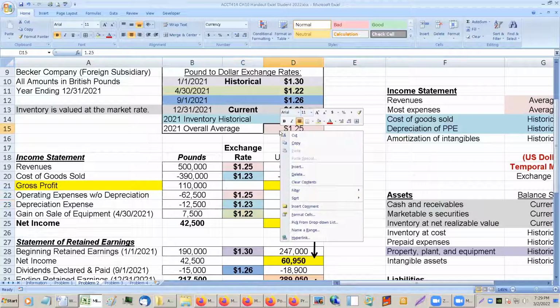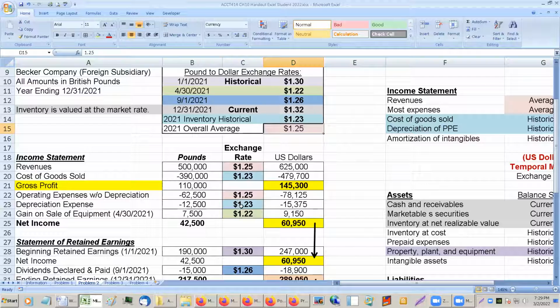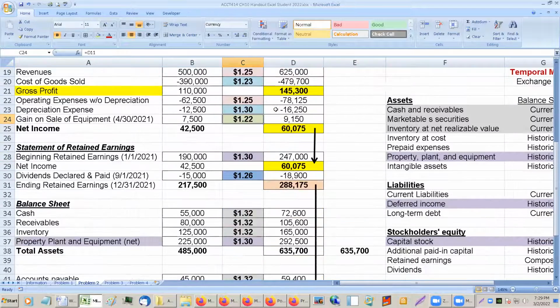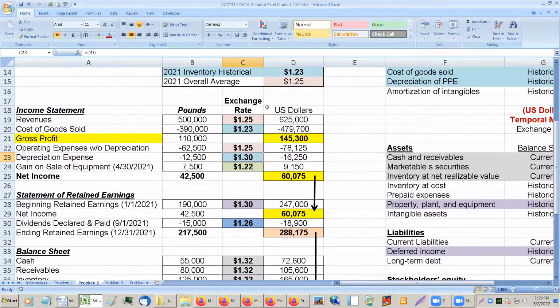Well, it looks right. We have 1.23, which is a historical number. This is a different historical. This is the historical for the equipment. I made a mistake here. Let me check and make sure. No, I do have that solution here. I don't know why I didn't check on number two. And yet I made a mistake on this one.